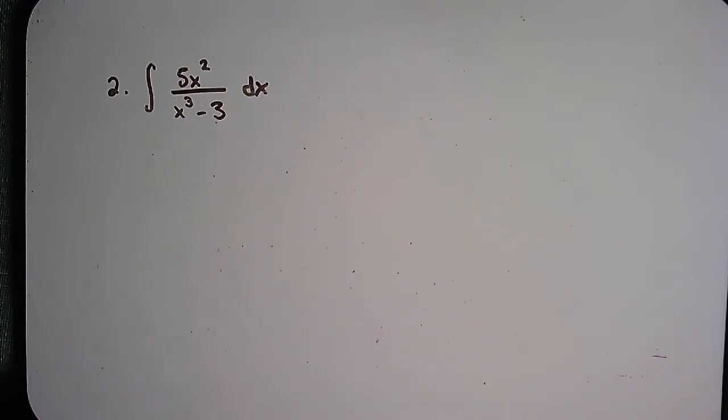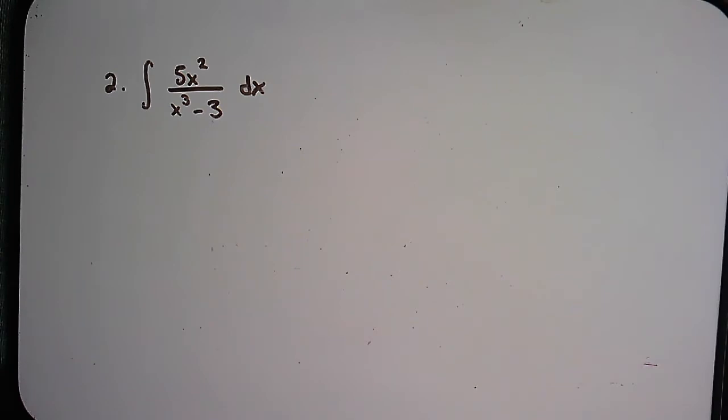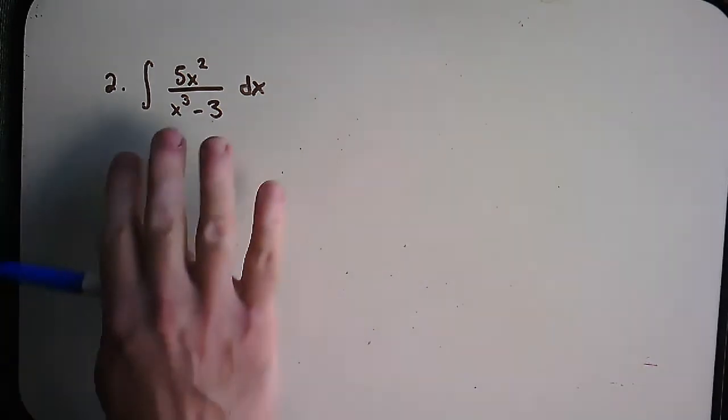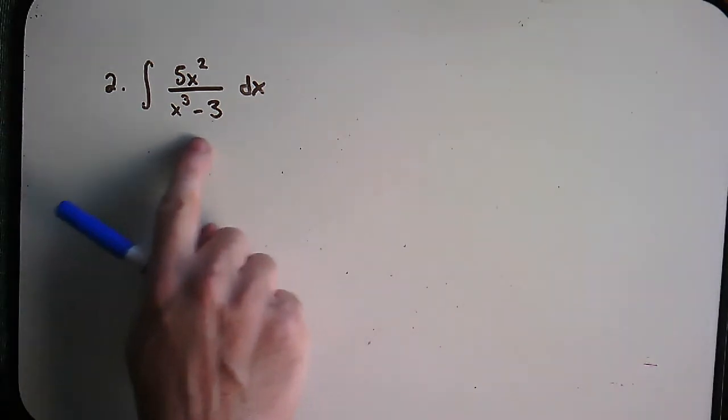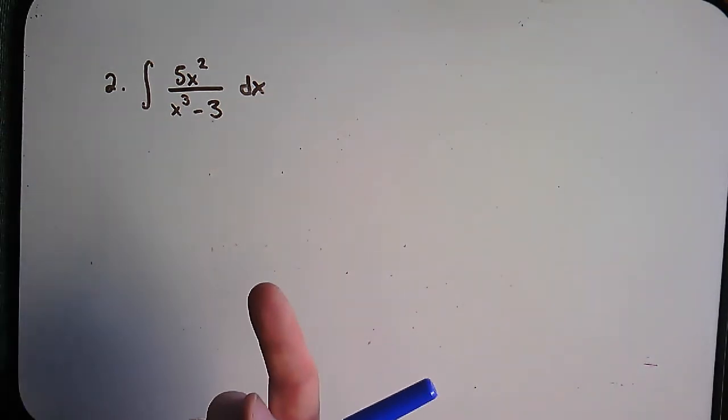Okay, moving on to problem 2 on quiz 6.2. Here we have the integral of 5x squared over x cubed minus 3 times dx. And again, you know that you need to use u substitution because of the section that we're working on, but if we didn't, we could just look at this and say, okay, that's not like a common derivative, right? I don't know what function this would be the derivative of, right?